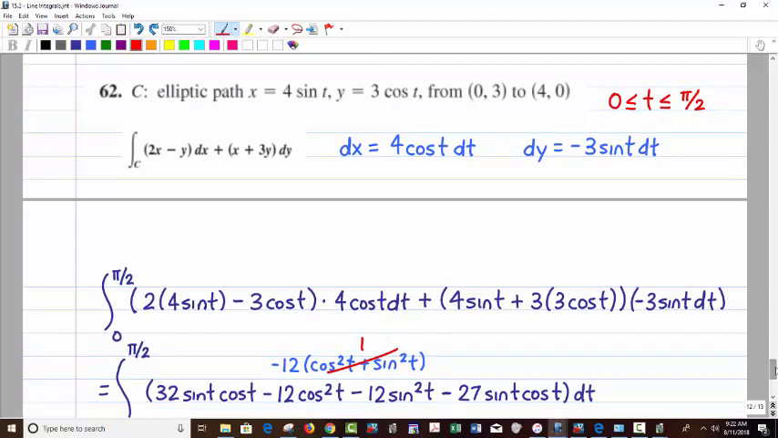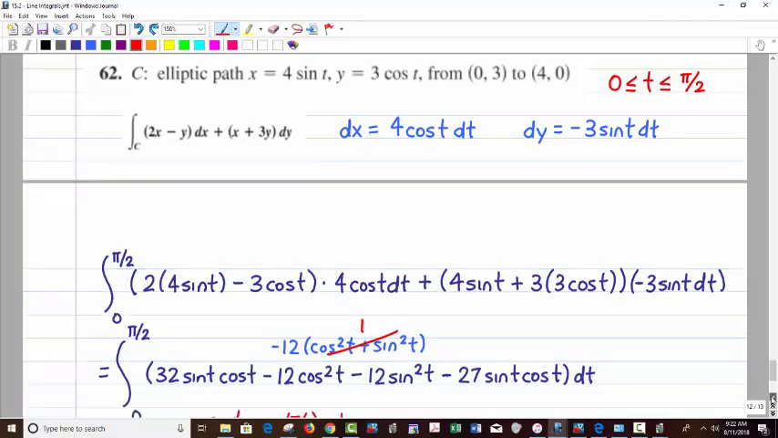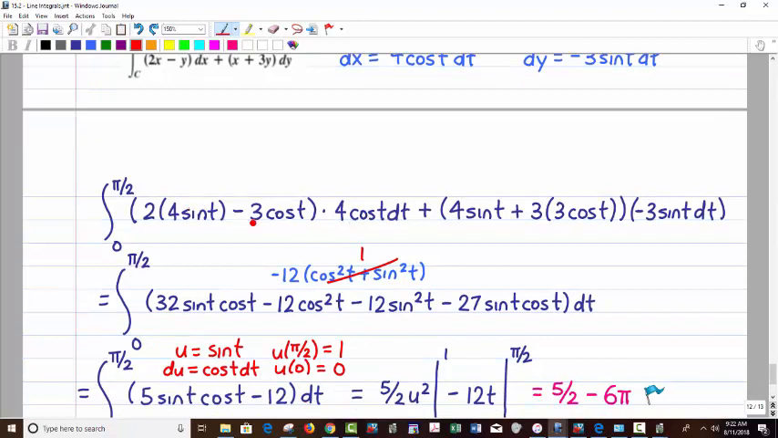And so put in a 4 sine t everywhere there's an x, a 3 cos t everywhere there's a y. We have dx and dy right here. So when you take this and distribute it through here, and then the same thing with this, distribute this through here, they're not like terms, but you get a nice little thing here. It's because negative 12 cos squared t minus 12 sine squared t means you could factor out a negative 12, and that gives you cos squared plus sine squared equals 1. So that doesn't all go away, it just becomes negative 12.